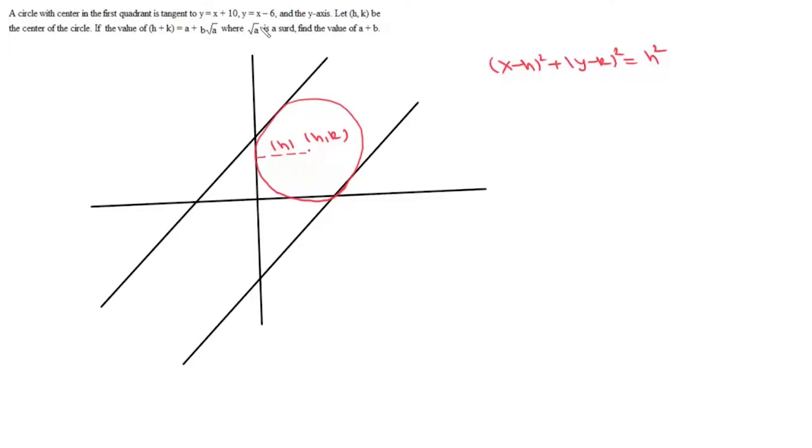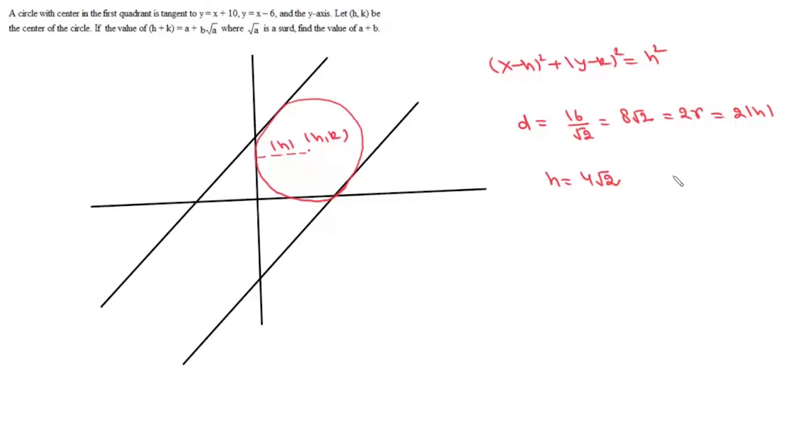Now we find distance between these two lines. Distance between these two parallel lines will be given by 16 upon root 2, basically, which is 8 root 2, and this 8 root 2 will be equal to 2r, and r we know is mod h. So it will be this 2 mod h. So value of h is 4 root 2.